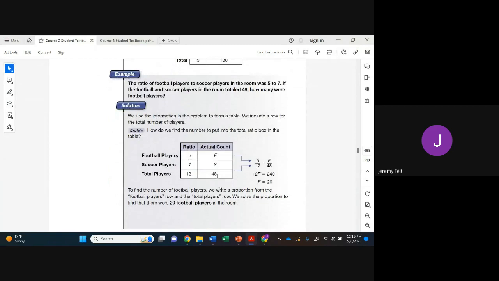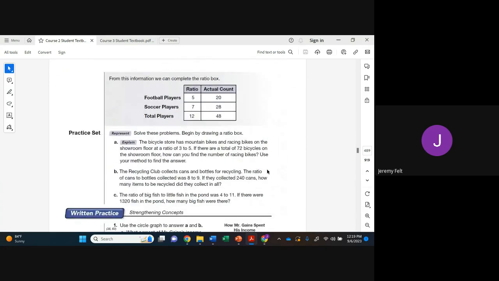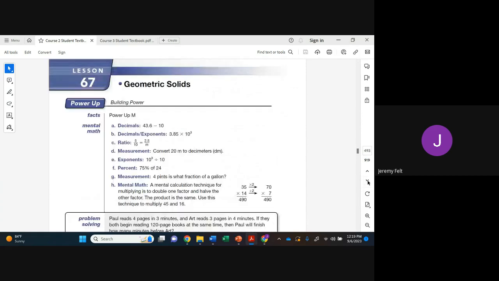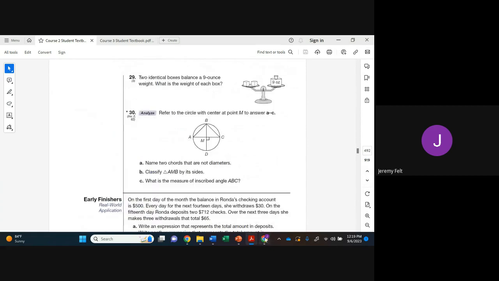Okay. So we set them up, make sure our ratios are in the correct orientation, then we cross multiply and divide. All right. We'll look at A, B, and C when we return to class. And continue on down the road. So that's all we have for today.